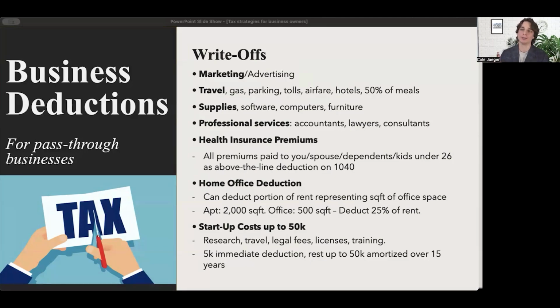Health insurance premiums. If you're a pass-through business, you do not have to pay taxes on your health insurance premiums for you, your spouse, dependents, or kids under 26.